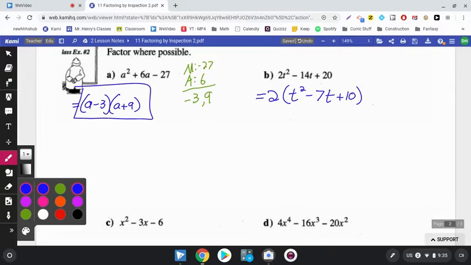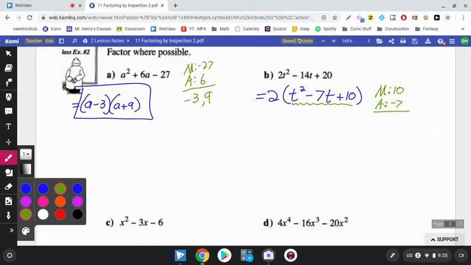And now, if I look at the thing on the inside, that is something I could factor by inspection. So always, always, always remember, no matter how many types of factoring we learn, I always factor out a GCF first. That's always my first thing I look for. Because now I can say, okay, multiply to 10, add to negative 7.